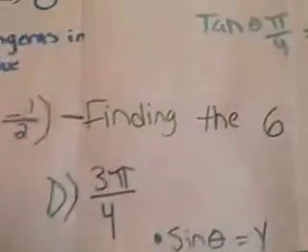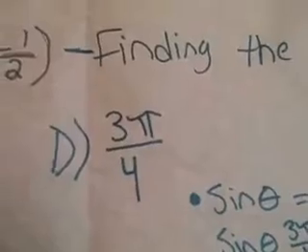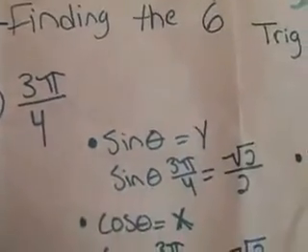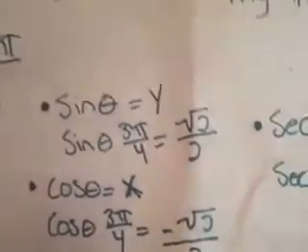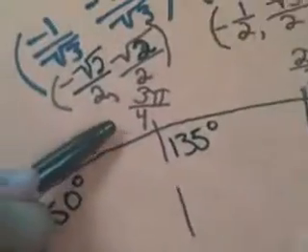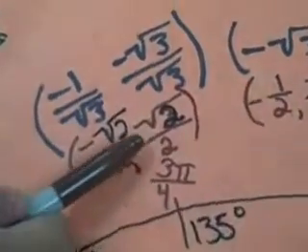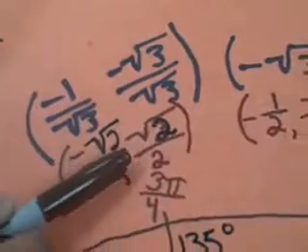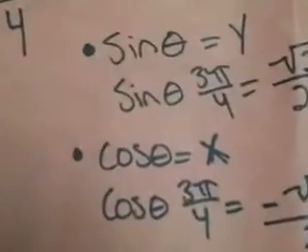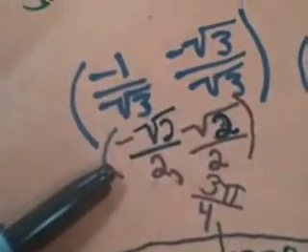Next, we're going to do finding the 6 trig functions once again, and we're going to use 3 pi over 4. So you start out with sine, which is y, and you can find 3 pi over 4 right here, and y is going to be the square root of 2 over 2. Next, we want to find cosine, which is x, which will go back to the unit circle again, which is negative square root of 2 over 2.